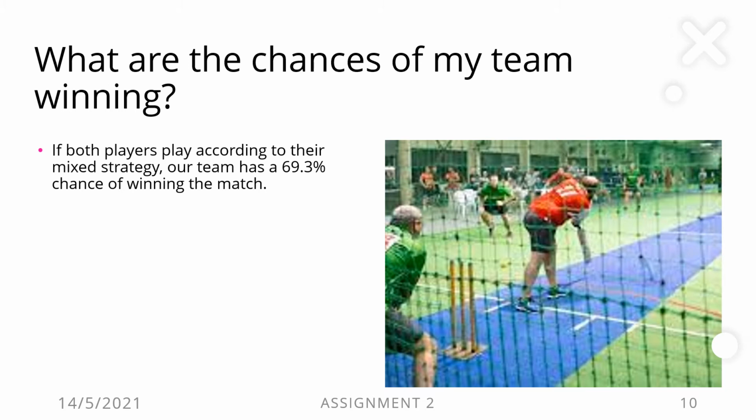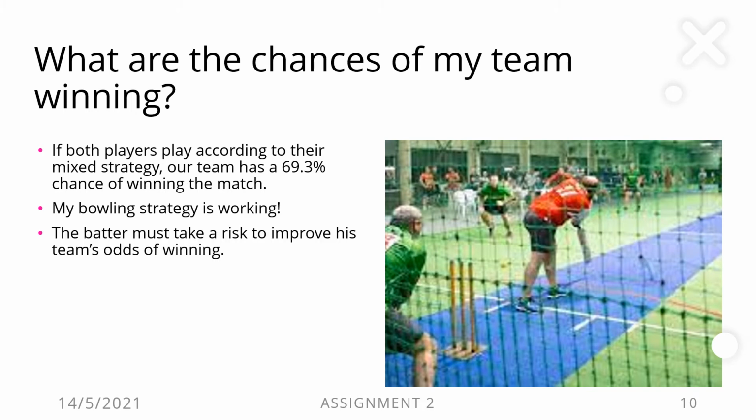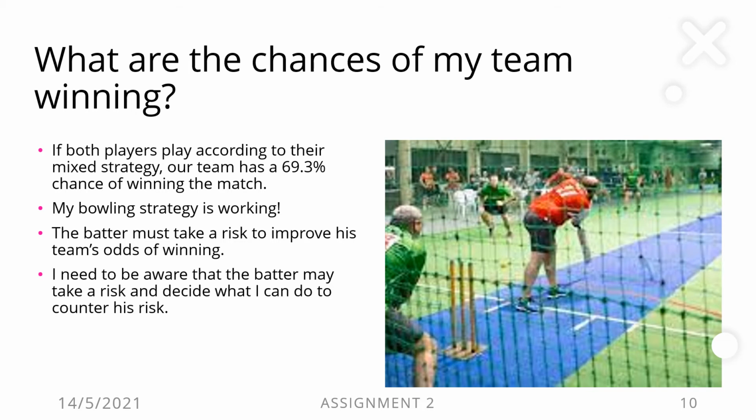If both players, or both teams, play according to their mixed strategy, our team has a 69.3% chance of winning the match. So my bowling strategy has been working so far, and I would just keep on going with this strategy. So it's up to the batter, who is facing the last ball, to take a risk to improve his team's odds of winning. And then I need to be aware that the batter may take a risk to improve his odds and decide what I can do to counter the risk he takes.